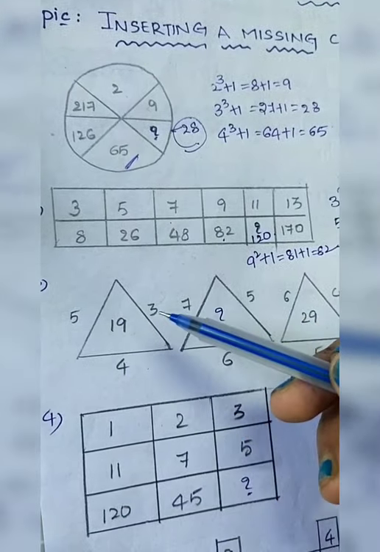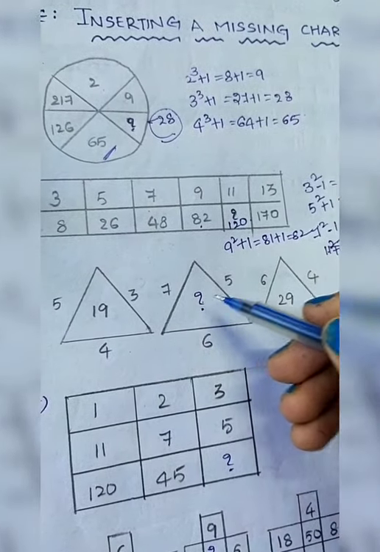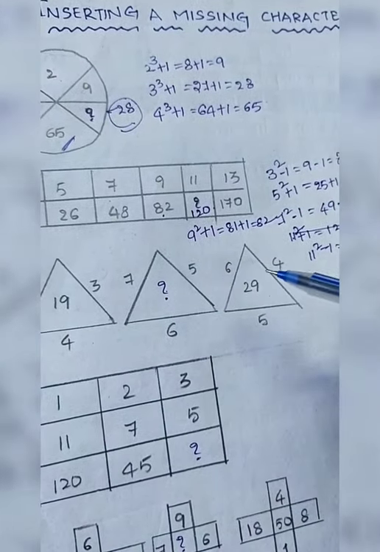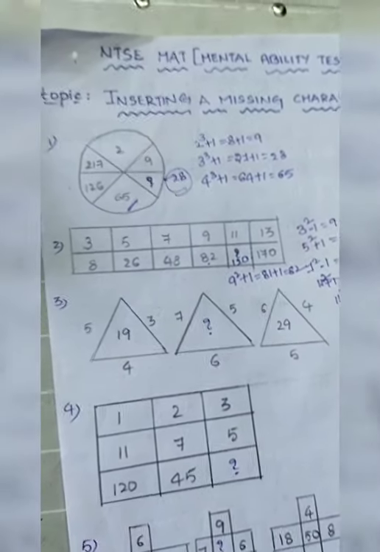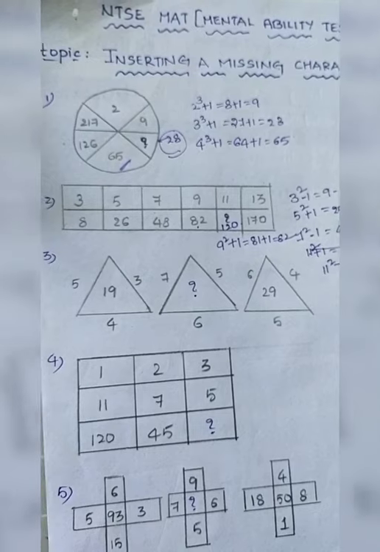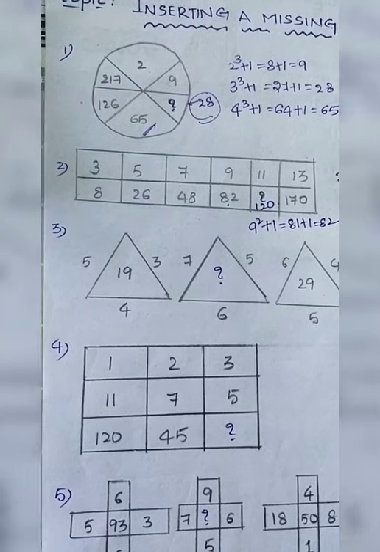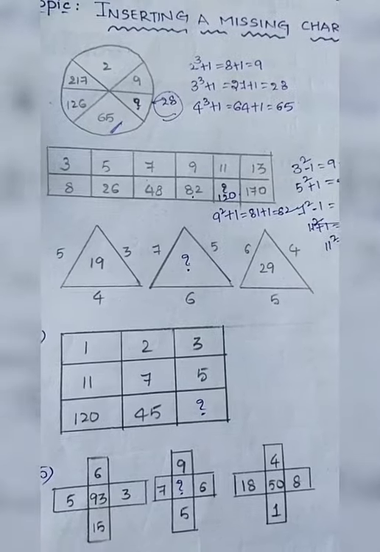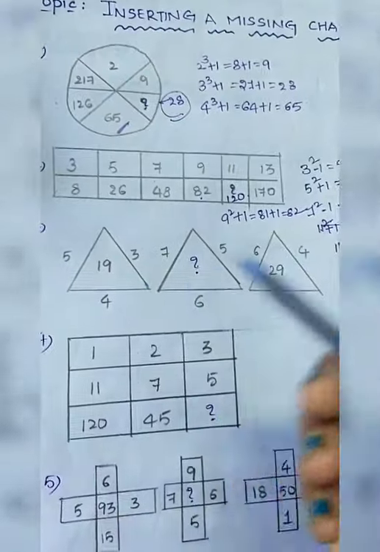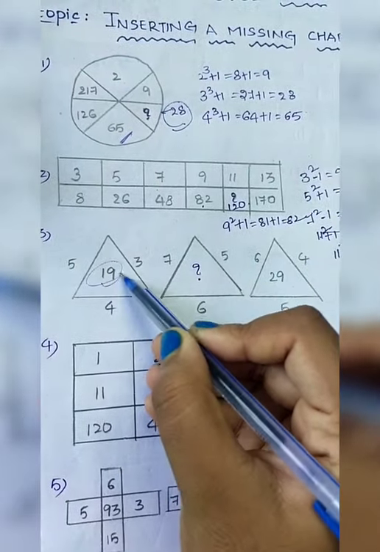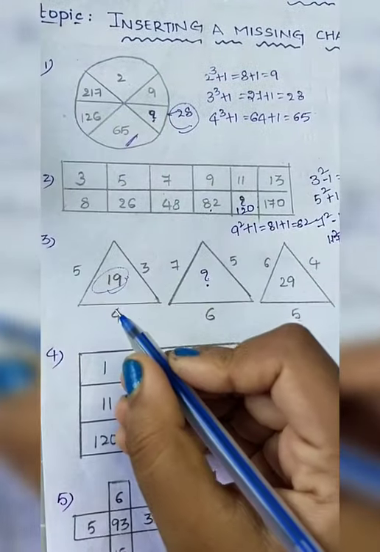5, 19, 3, 4. 7, 6, 5. We should find the value of this. And 6, 4, 29, 5. So try to solve this. I will give you 10 seconds of time. After that I'll just say the answer. So try to do that. It is very easy. It is based on multiplication and addition. So you will get the answer 19 if you do multiplication and addition. So I will say the answer.